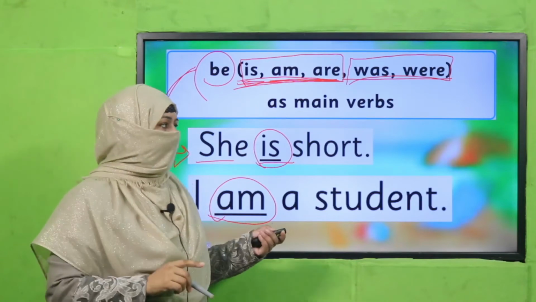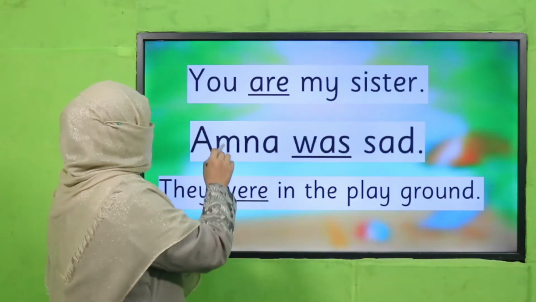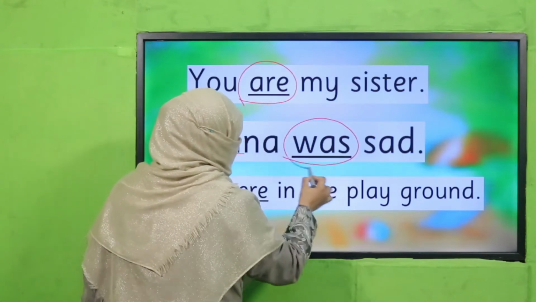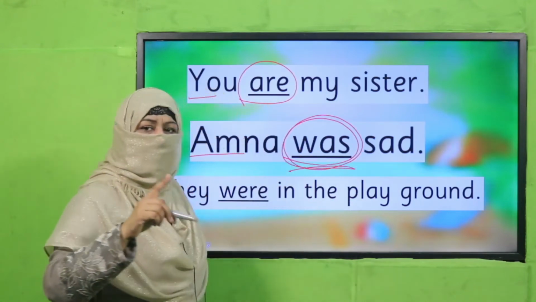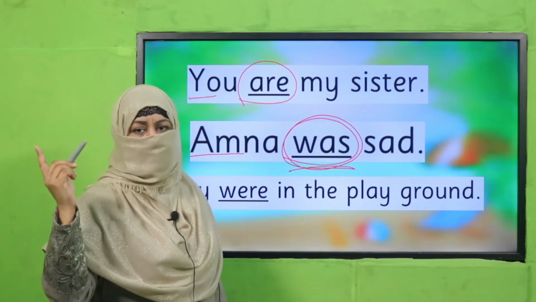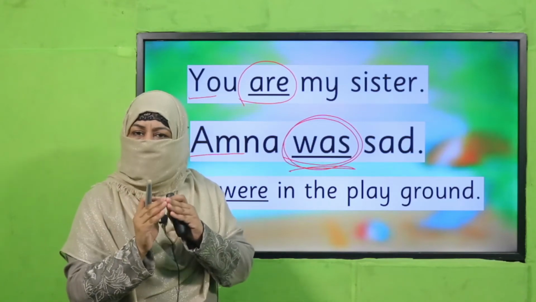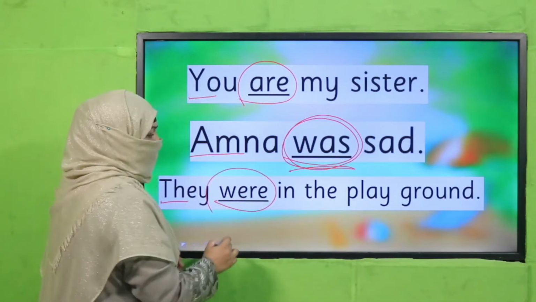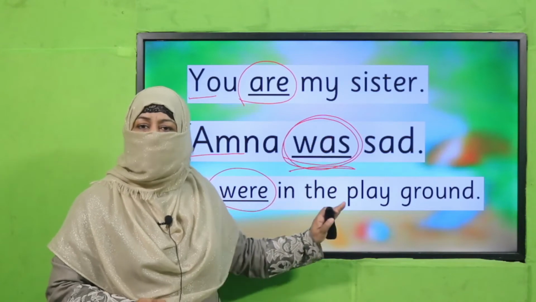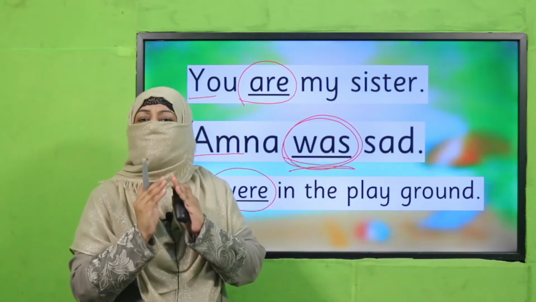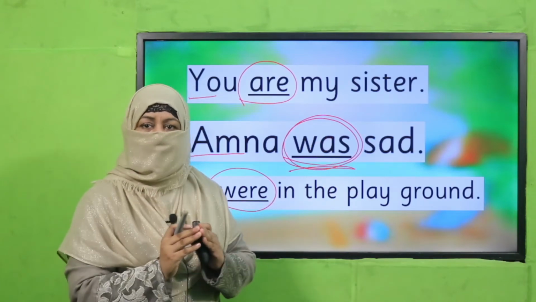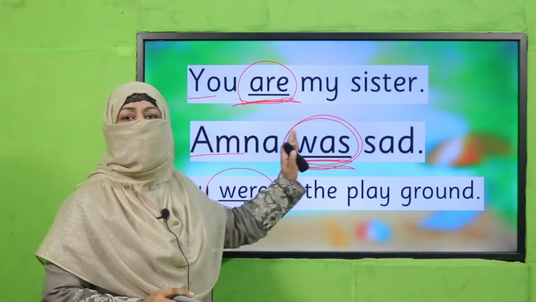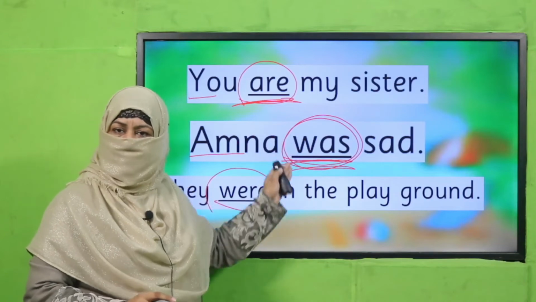Now, there are more examples, so let's discuss those parts. You are my sister, Amna was sad. So this is past form. It means the time when Amna was sad has gone. Remember, beta, we use past tense for something which has gone. All right. They were in the playground. So this is how we use be as main verb, right? In present tense or in past tense. So there is no other verb in this sentence other than this.